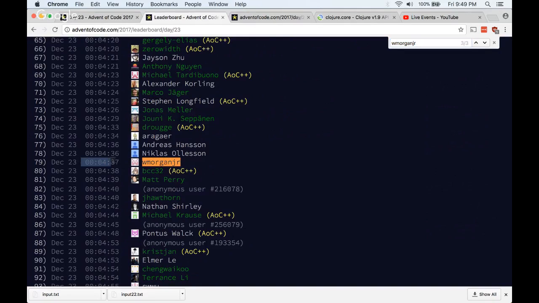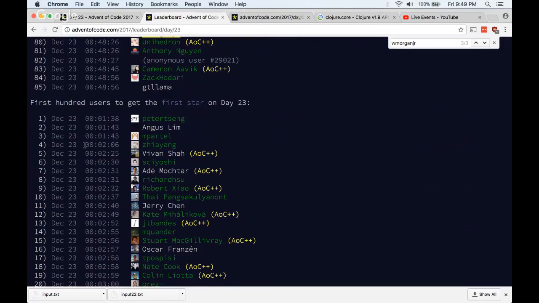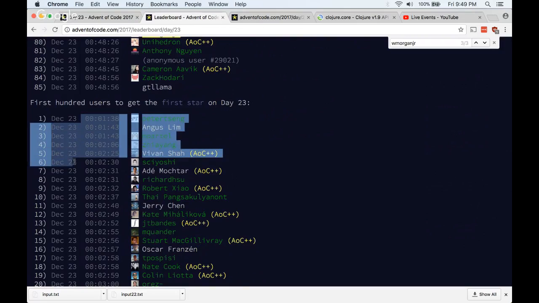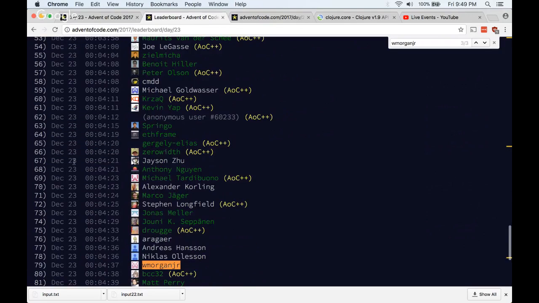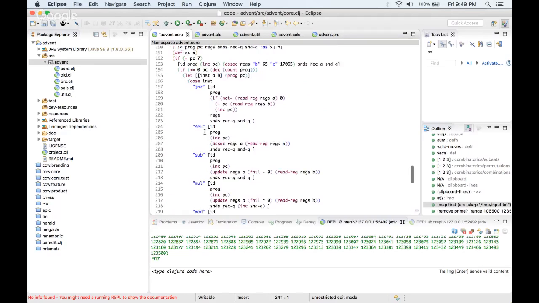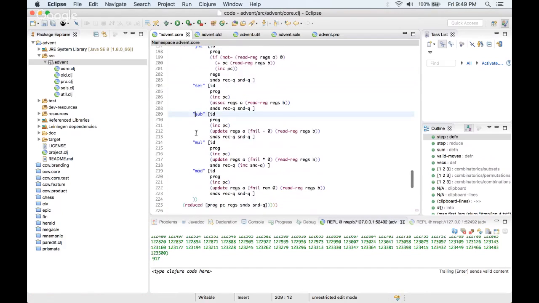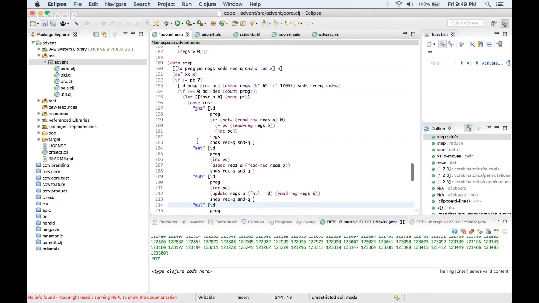So yeah, it's just about 4.5 minutes. The first, sorry, 1.5 minutes to get the first part here. So yeah, pretty straightforward. This was a jump greater than 0, so I had to change that. Set, sub, mul, these are the ones that matter. I ended up just repurposing a state variable.